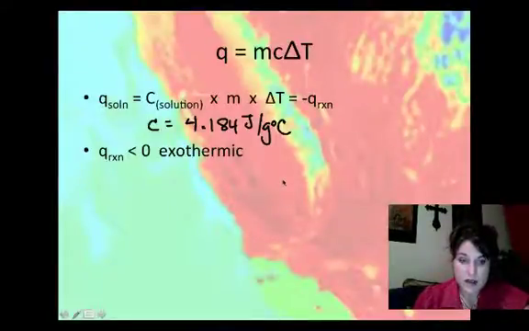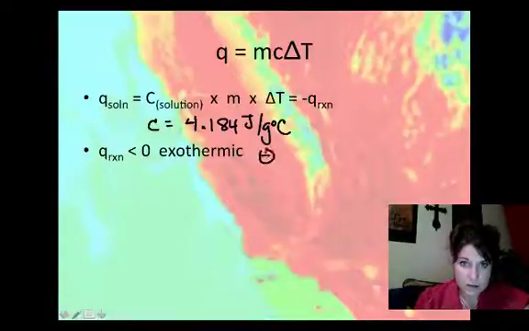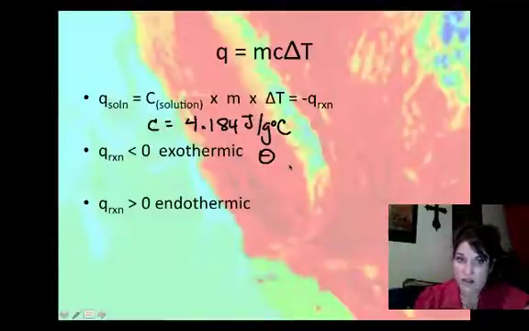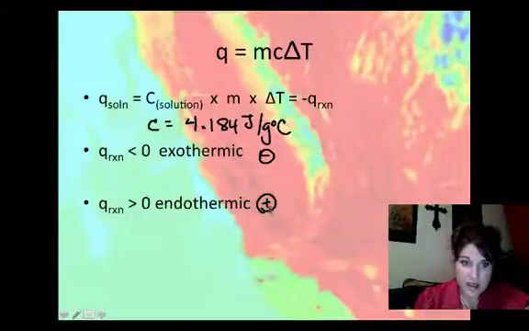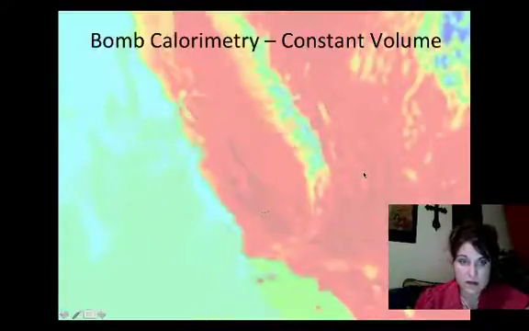So here's what we know: if the value of Q for the reaction is less than 0, then its sign is negative, right? And that was an exothermic reaction. When the value of Q for a reaction is greater than 0, then of course its value is positive, and that process is endothermic. It's absorbing energy because its energy is increasing as it gains energy from the surroundings.